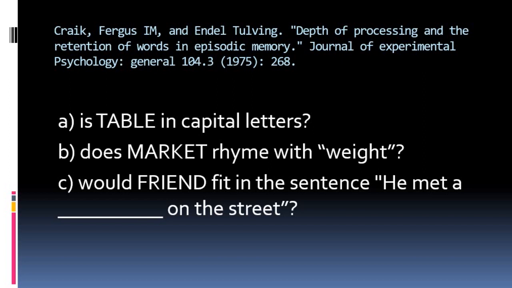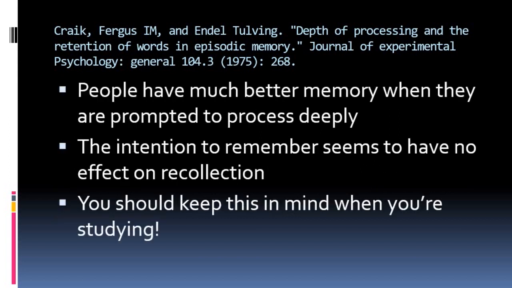So this is supposed to be evidence for the interconnection of processing with memory retrieval. So it's not just you have processing and then once it's done, you ship it off to the memory box. The idea is that the processing and the memory are integrated in important ways. Craik and Tulving argue that people have much better memory when they're prompted to process deeply, and furthermore, the intention to remember seems to have little or no effect on recollection.